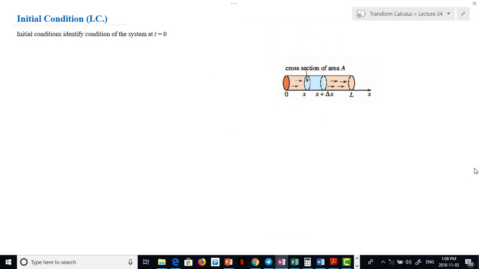Now we know about boundary conditions. I want to talk about initial conditions. Initial conditions identify the condition of the system at t equal to 0. For example, for this rod, we can say that the temperature of the rod at t equal to 0 is equal to f(x). What does it mean? Let's say f(x) is equal to x, or any function. So imagine we say that the temperature of the rod at t equal to 0 is like x.